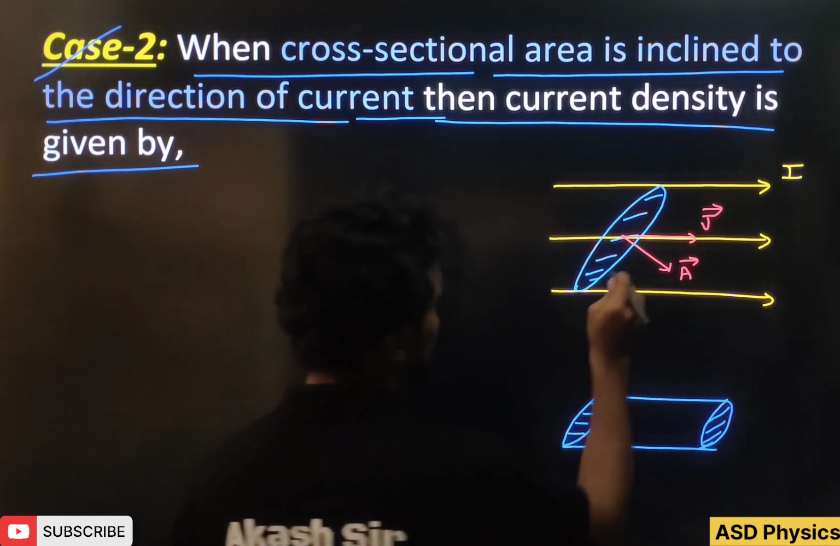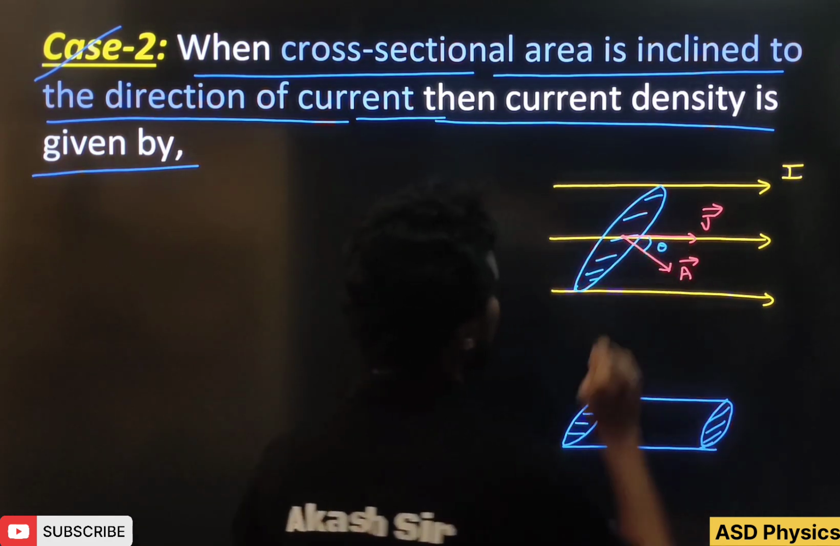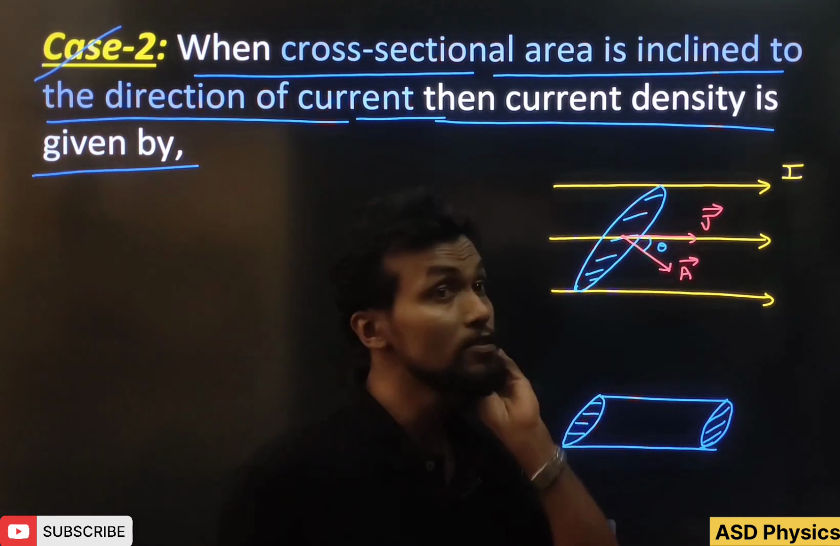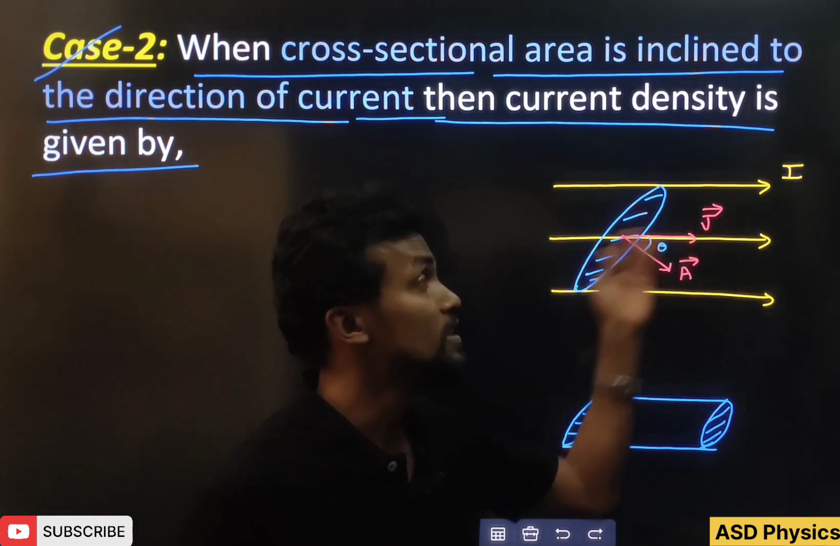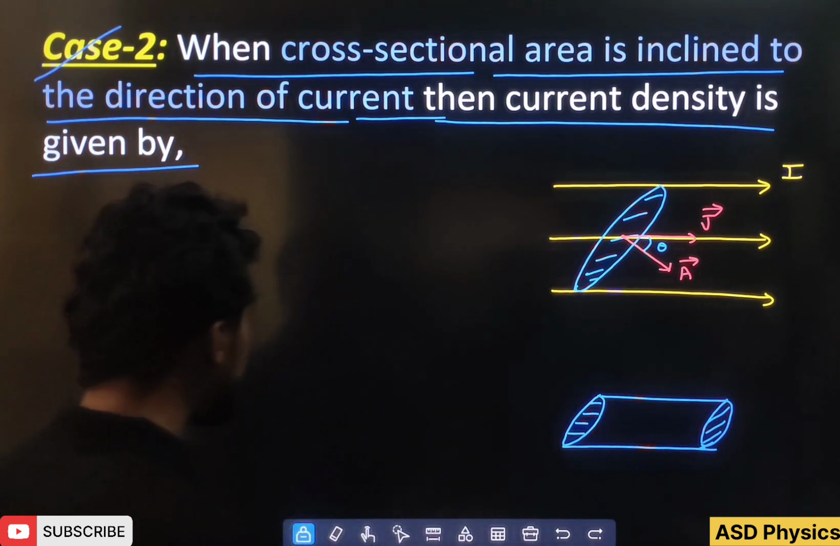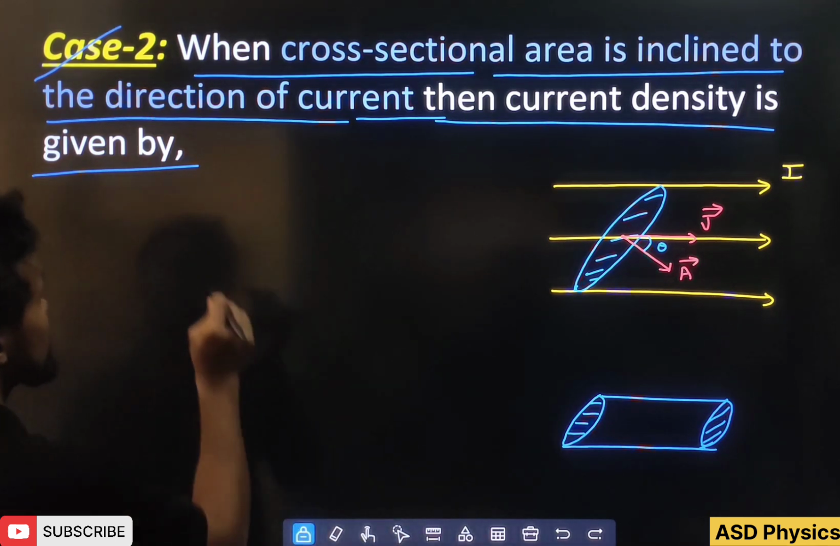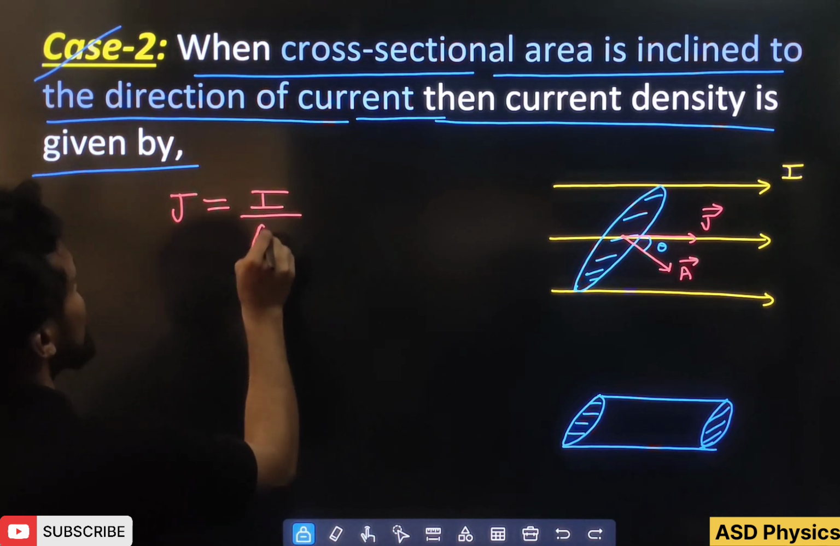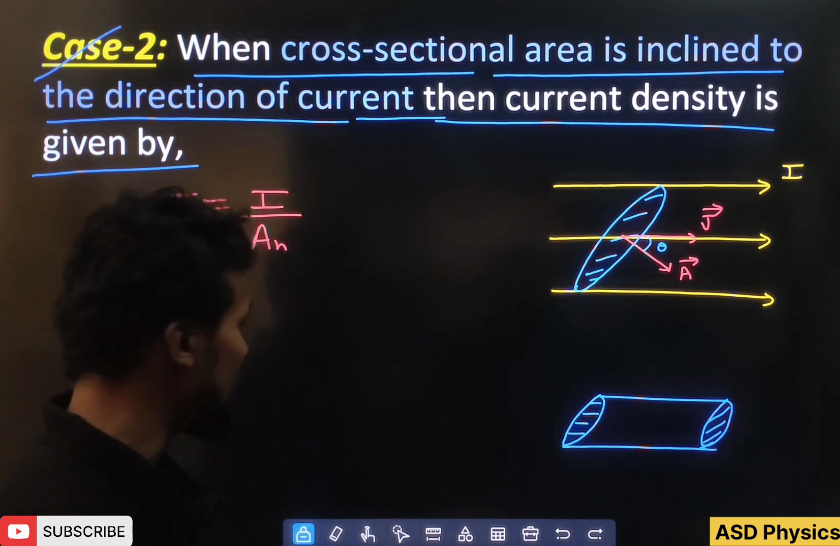So this is making how much angle? Here it is making angle theta. Again I am telling you, the area vector is making angle theta from the current density. In this situation, students, remember that J is given by I by A_N.